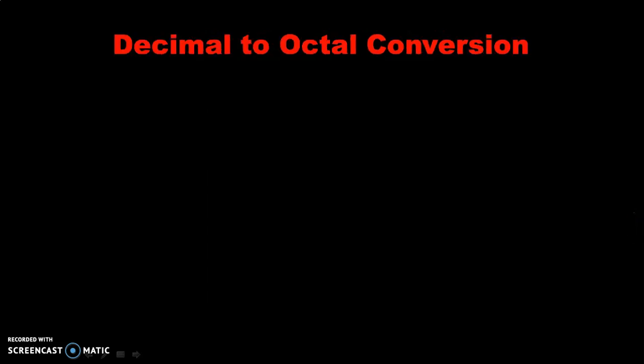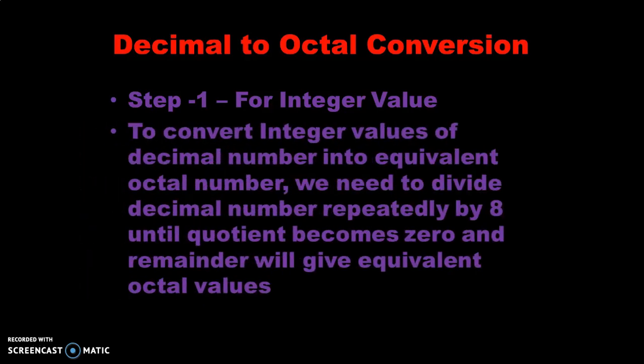Now let us start conversion from decimal to octal, and we have 2 steps. Let us study step number 1, for integer values. To convert integer values of a decimal number into the equivalent octal number, we need to divide the decimal number repeatedly by 8 until the quotient becomes 0, and the remainders will give the equivalent octal values. The step is exactly similar to the one we used while converting a decimal number into a binary number.